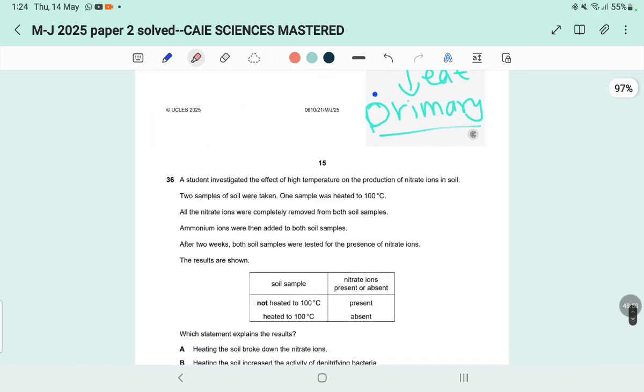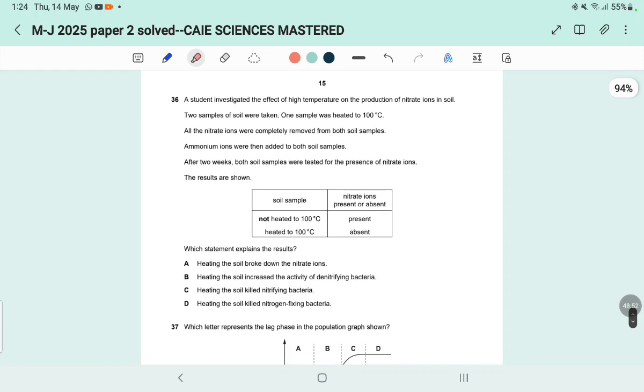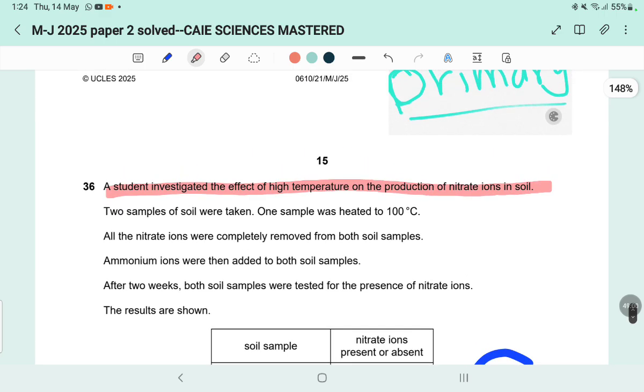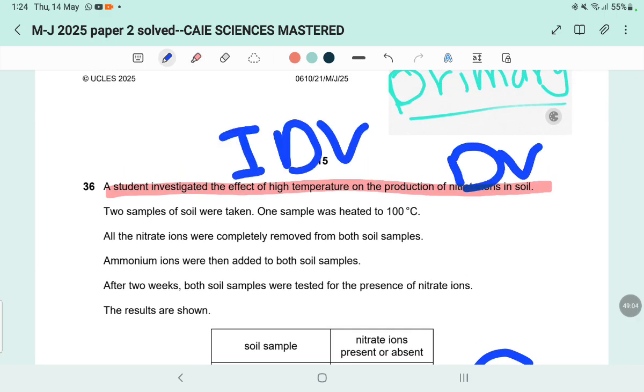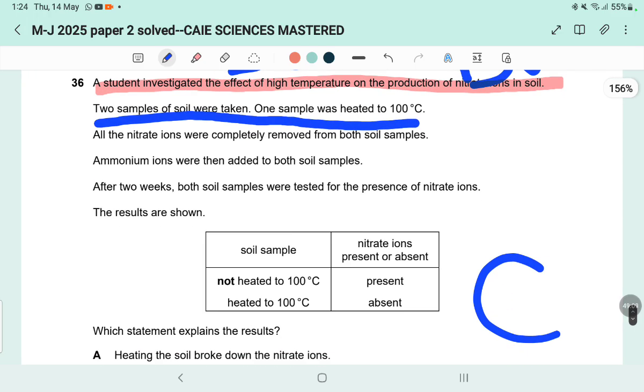36. 4 questions and we'll end this exam. 36 is C. Before reading, now let's start. An effect of high temperature on the production of nitrates. So this is your independent variable here, and this is your dependent variable. 2 samples of soil were taken. 1 sample was heated up to 100 degrees Celsius.